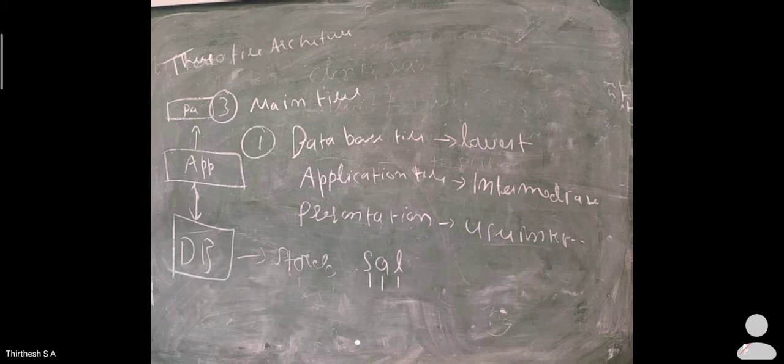The next one is the application layer. It acts as an intermediator between the presentation layer and the database layer. So what does it do? It gives you the abstract view of the data, an abstract view of a database, and users are unaware of the database's existence beyond the application.